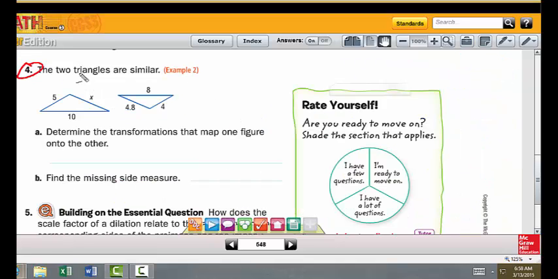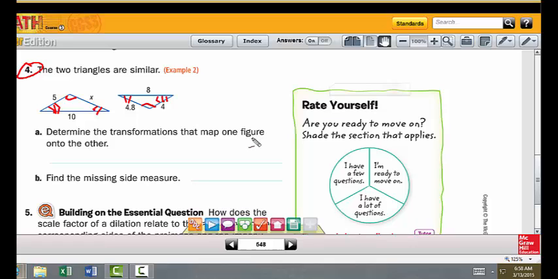Problem number 4. The two triangles are similar. Determine the transformations that map one figure onto the other figure. Let's do this. One of the things you should recognize is that this angle is congruent to this one, and that here we've got 2 tick marks, and here we've got 2, and then this one, of course, would have the 3.